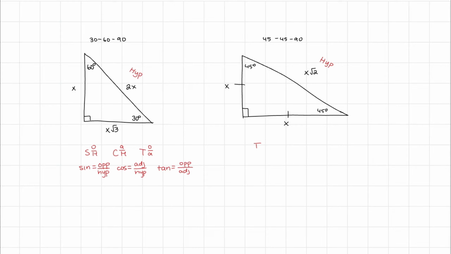We're also going to go over converting from radians to degrees. So you would just multiply it by 180 over pi. And when you go from degrees to radians, all you have to do is multiply by pi over 180.